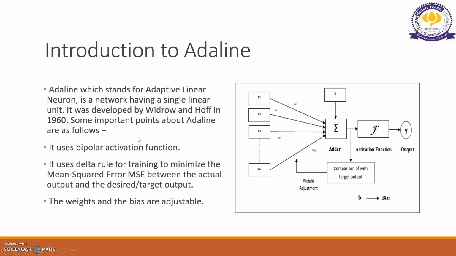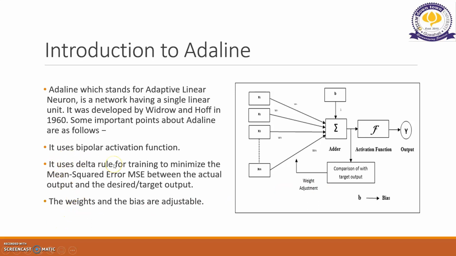Before going to the training algorithm part, let me briefly introduce what Adaline is. Adaline stands for Adaptive Linear Neuron, which is a single linear unit neuron, or you can say network as well. It was developed by Hoff. The architecture of Adaline is similar to perceptron, just that it has an extra feedback. With the help of this feedback, it compares the calculated output with the target output, and based on the comparison, it adjusts its weights and bias.